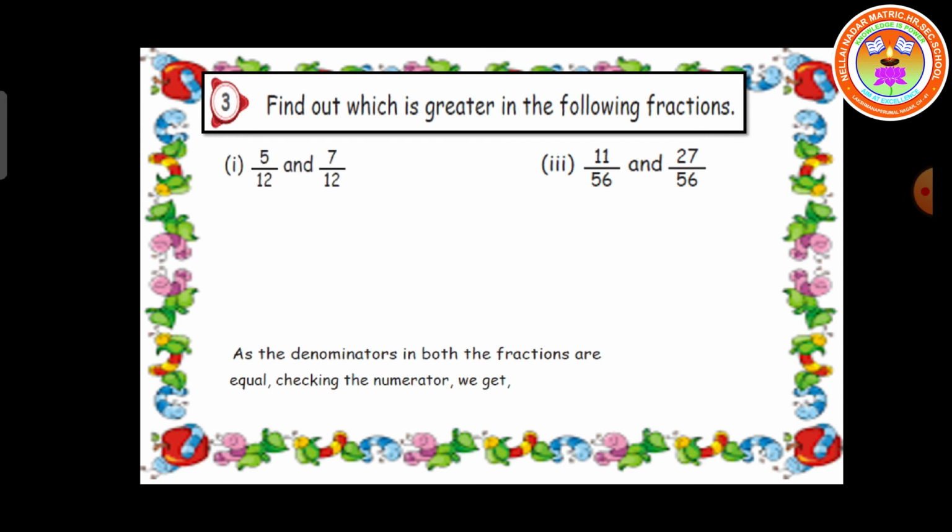Find out which is greater in the following fractions. See the first problem. 5 by 12 and 7 by 12. See here, the denominators are the same. Then how to find out which fraction is greater? If the denominators are the same, check the numerator. Then we see the numerators 5 and 7. Which is greater? 7. So we can say 5 by 12 is less than 7 by 12.